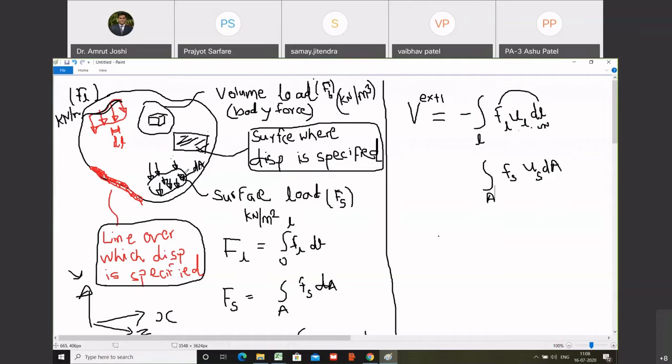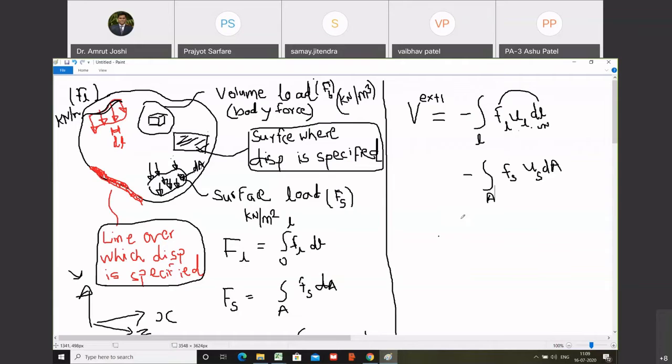over the total area A is going to give me the total potential energy associated with surface load. Do you agree with me? So I am going to call it minus, with a minus sign.